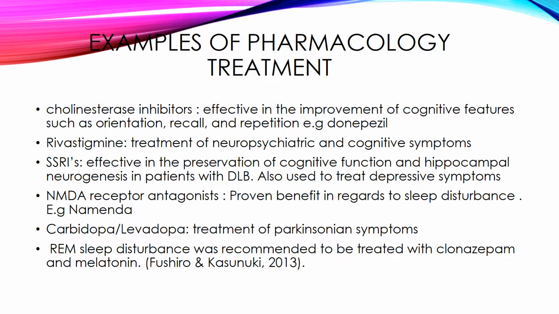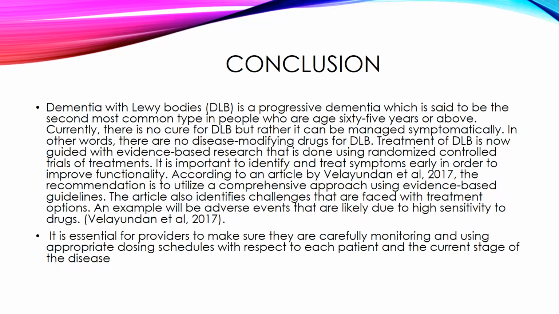Namenda is a common drug that's also used. It's an NMDA receptor antagonist. It has proven benefit in helping these clients to sleep. Levodopa is used in the treatment of Parkinsonian symptoms. We can also use some clonazepam and melatonin, but be very careful, especially in the elderly population, to help with sleep as well. I would definitely go for melatonin rather than clonazepam.